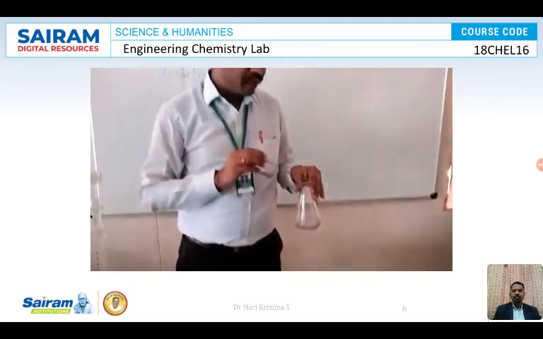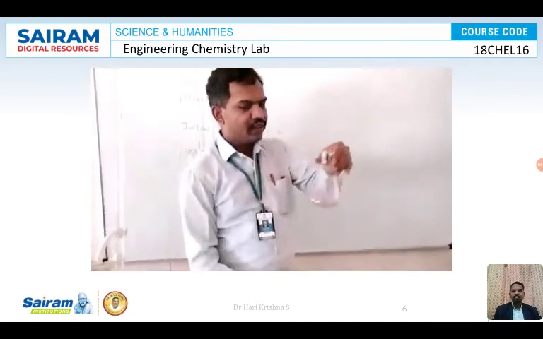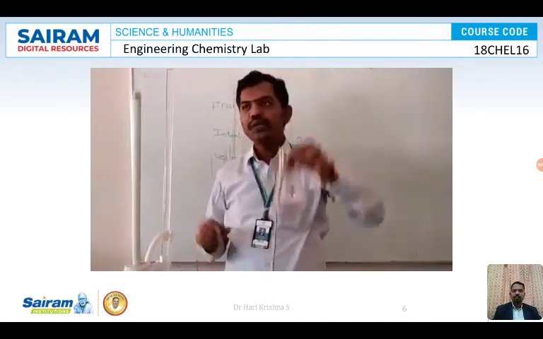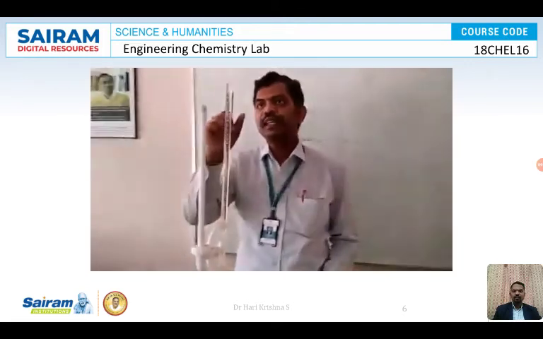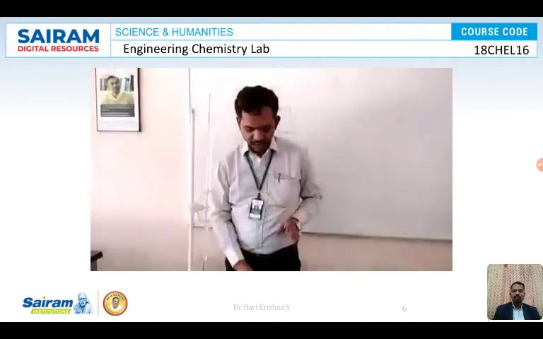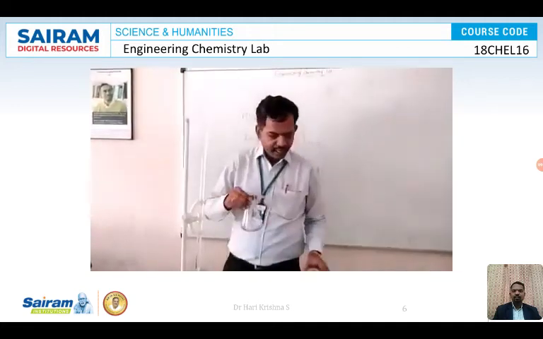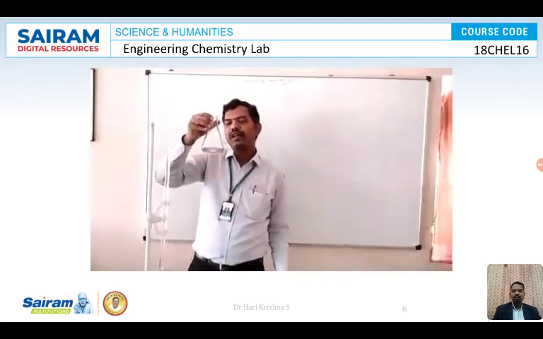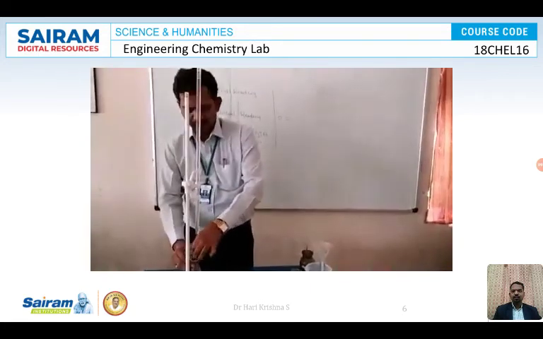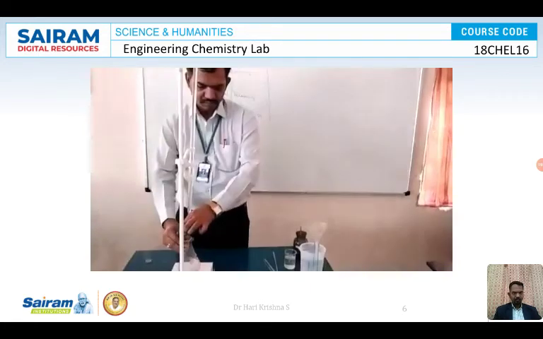So determining the end point will become difficult. That's the reason we are going to add less indicator. Once you get this color, it's sufficient. Before adding, just see whether the burette reading is 0 or not. Okay, it's exactly 0. So I'm going to titrate it until we get light blue in color.